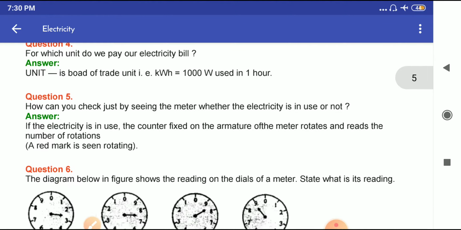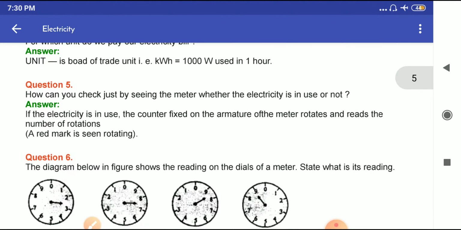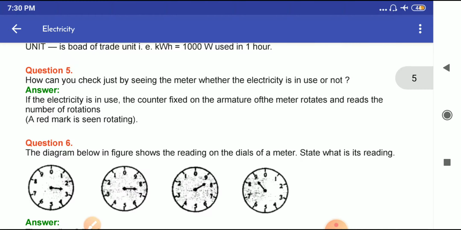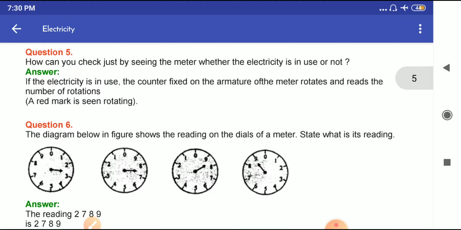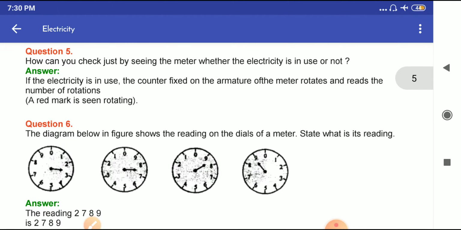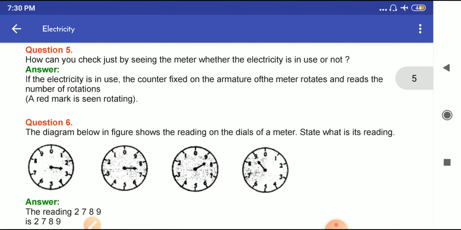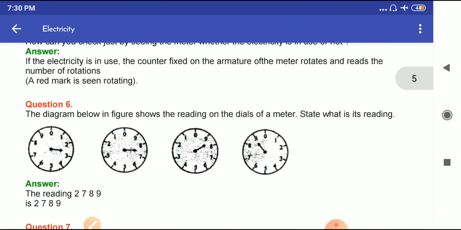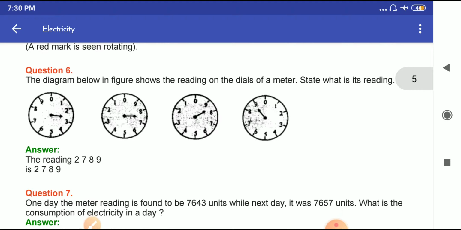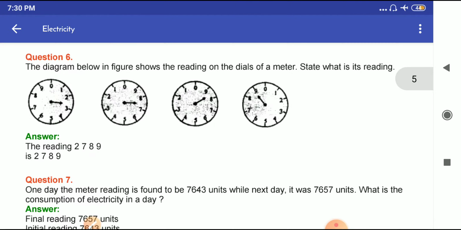Then question number 5, how can you check just by seeing the meter whether the electricity is in use or not? If the electricity is in use, the counter fixed on the armature of the meter rotates and reads the number of rotations. Question number 6, the diagram below in figure shows the reading on the dials of a meter. State what is its reading. So this is your answer.